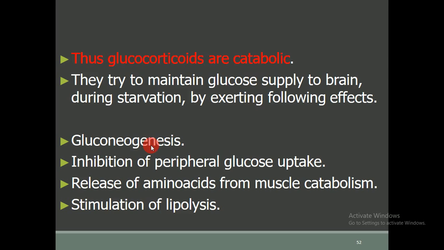For example, gluconeogenesis, the process of formation of glucose, and inhibition of peripheral glucose uptake take place. Amino acids are also released from muscle catabolism. It means that after the glucose which is stored during anabolic reactions, the amino acids are also released from muscle catabolism, and stimulation of lipolysis takes place.